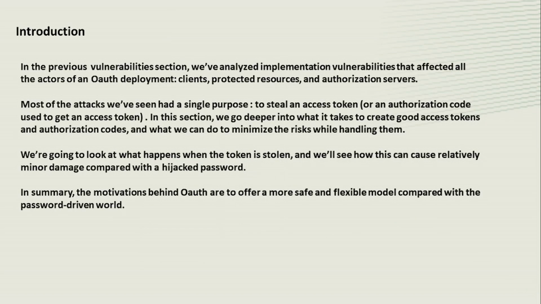In the previous vulnerability section, we analyzed implementation vulnerabilities that affected all the actors of an OAuth deployment, that is clients, protected resources, and authorization servers. Most of the attacks we have seen had a single purpose: to steal an access token or an authorization code used to get an access token. In this section, we'll go deeper into what it takes to create a good access token and authorization code, and what we can do to minimize the risk while handling them.